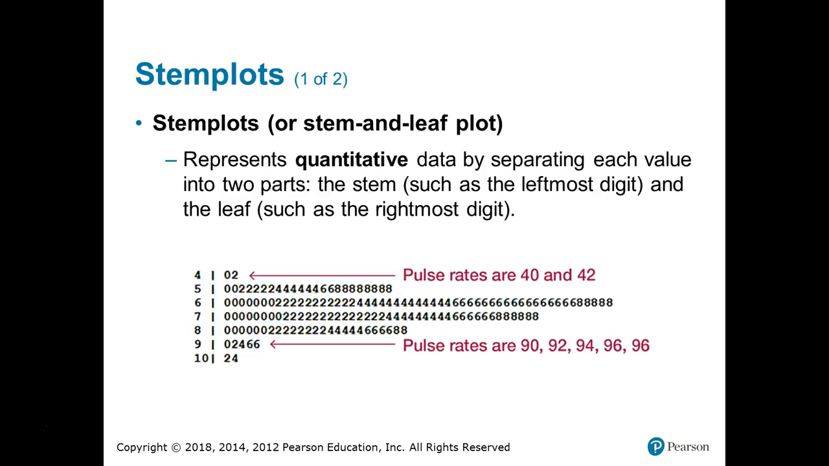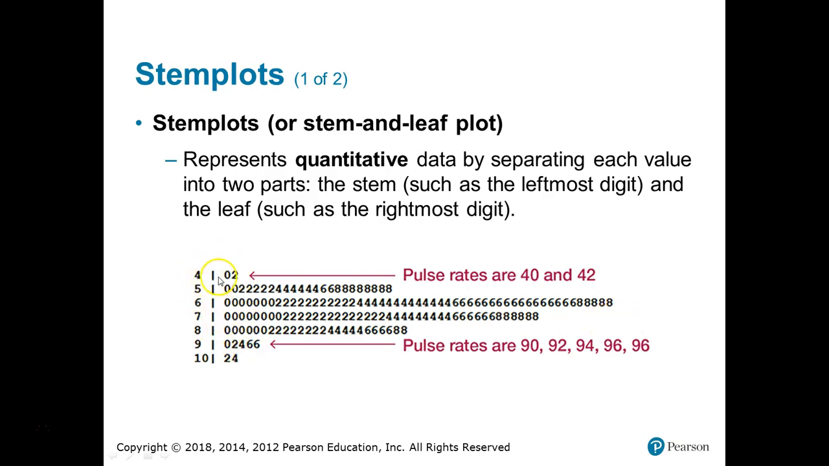Then we do stem plots or stem and leaf plots, and these represent quantitative data by splitting each value into 2 parts: the stem, which is the leftmost digit, and the leaf, which is the rightmost digit or digits. So here is 4, slash line, 0, 2. So this represents pulse rates of, remember, the stem is this right here, and then the leaf is this whole part right here.